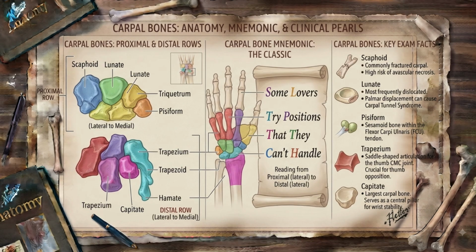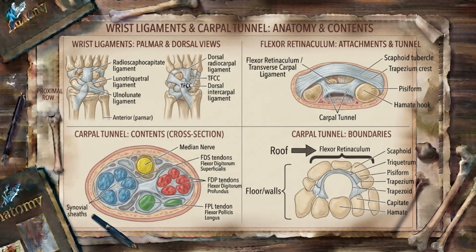Here are some high yield facts. The scaphoid is the most commonly fractured carpal bone. The trapezium articulates with the first metacarpal and is therefore very important for thumb movement. The capitate is the largest carpal bone. Pisiform is a sesamoid bone with the tendon of flexor carpi ulnaris. And the lunate is clinically important in relation to carpal instability and dislocation.